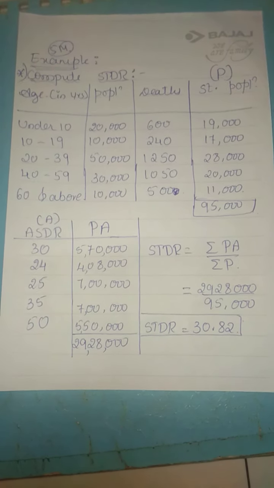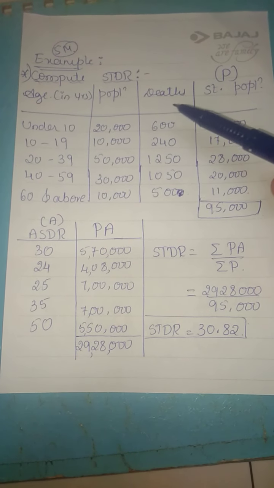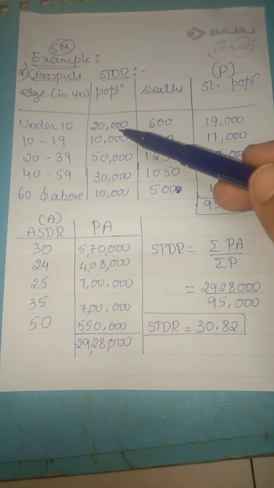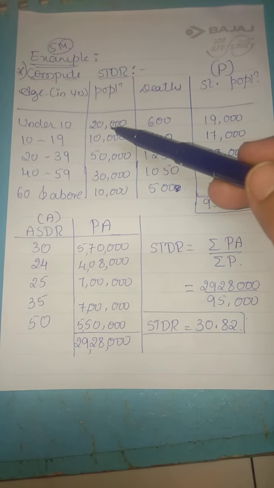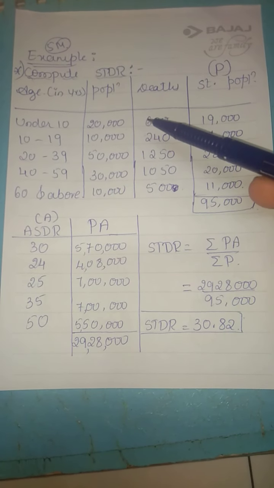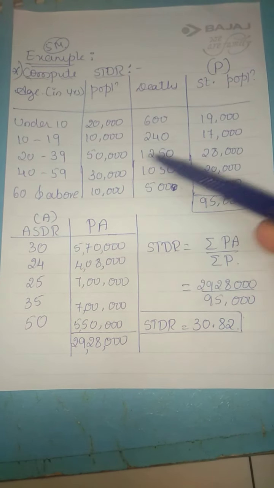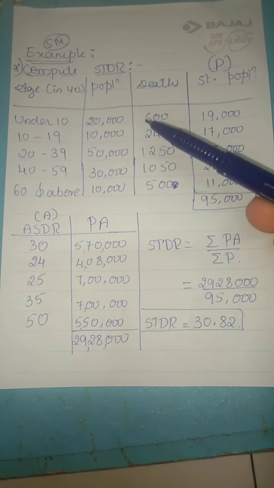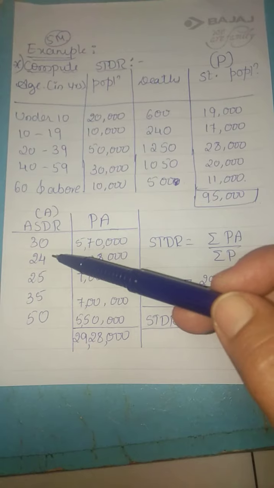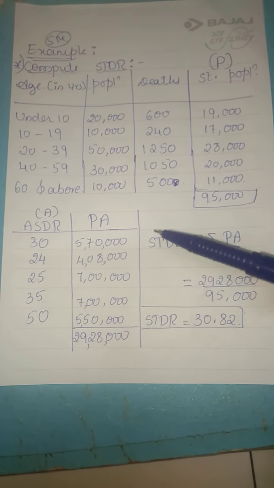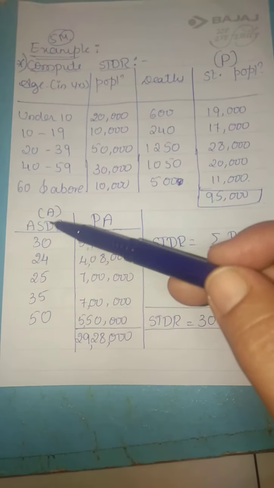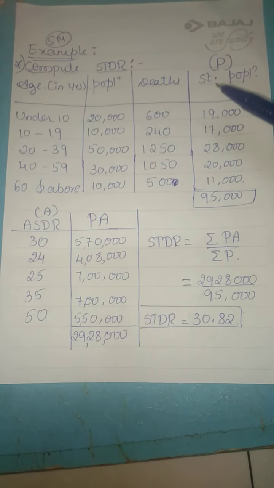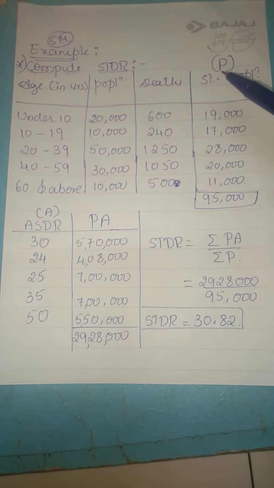As you all know, age specific death rate is deaths by population into 1000, that is 600 divided by 20,000 into 1000. If you calculate, you will get 30. 240 divided by 10,000 into 1000, you will get 24. Similarly, you can do all these. So this is considered as A, and standard population is considered as P.